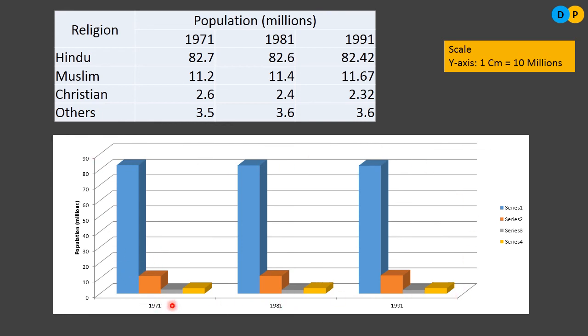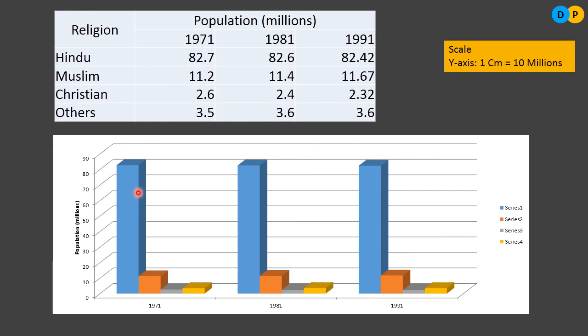In the horizontal axis I have considered the time periods 1971, 1981, 1991. In the y-axis I have considered the population in terms of millions. 1 centimeter on the y-axis is equal to 10 millions, so a total of 90 millions can be represented here. Each color represents a particular religion: Hindu, blue color, Muslim, orange color, like that. In case you are unable to use colors in your graph sheets, you can go with different shading or different patterns.